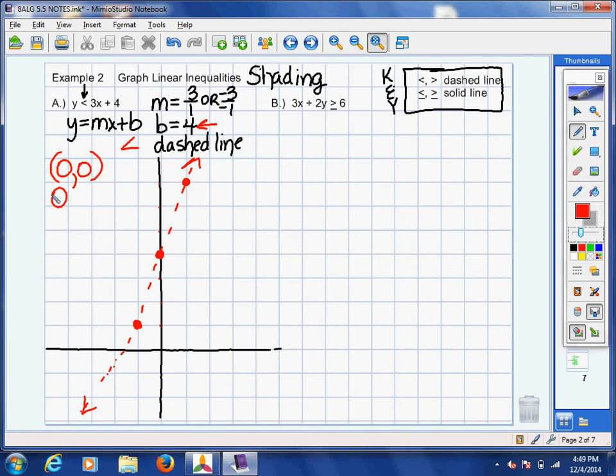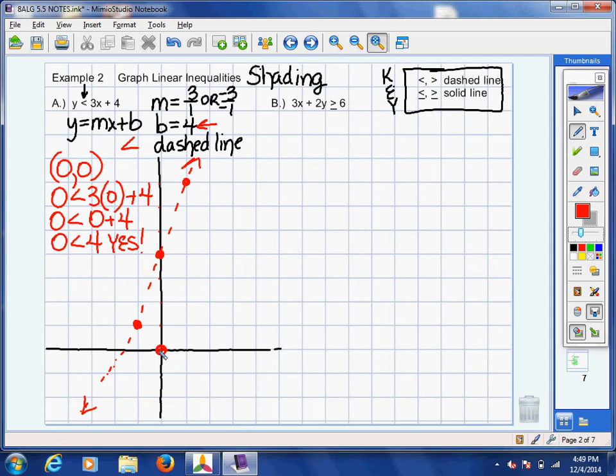I'm saying y is 0, x is 0, and then I just plug in and see what happens. So I know 3 times 0 is 0, and 0 plus 4 is 4. So this is my bottom line statement. Is 0 less than 4? Yes, it is.